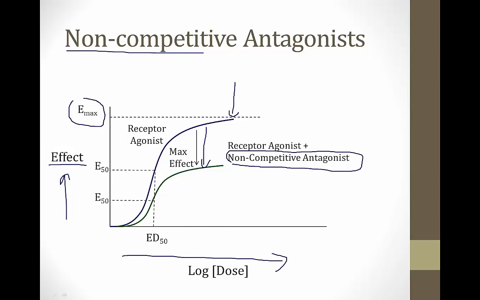Now notice that the point on the y-axis where you achieve the E50 falls. It's going to be lower for the green curve than the blue curve, but don't let that confuse you. The dose associated with the 50% effect on both curves is the same. This is the point right here for the blue curve, and this is the point right here for the green curve, and if you follow them down to the x-axis, they are unchanged. So adding a non-competitive antagonist does not change the effective dose to achieve 50%, but it does lower the maximum effect.